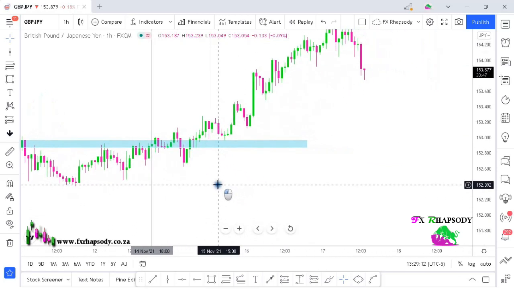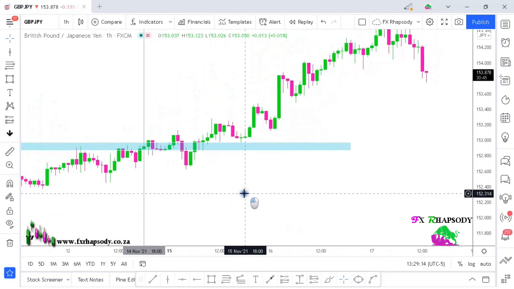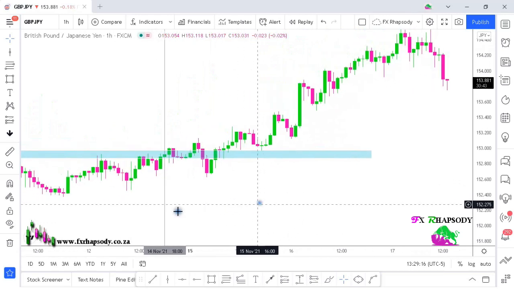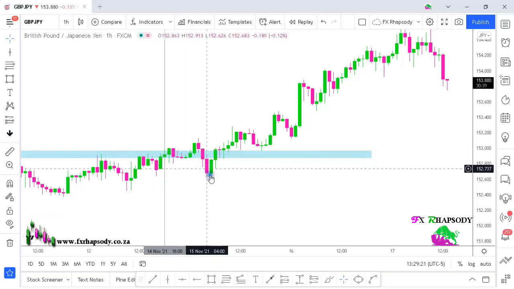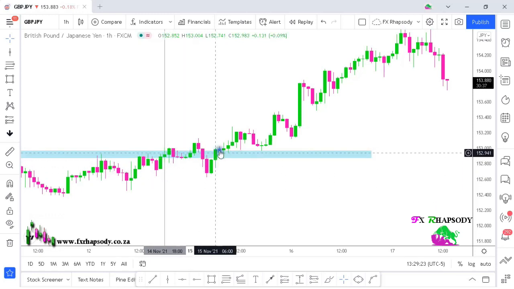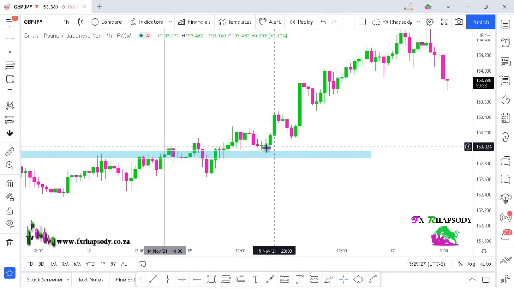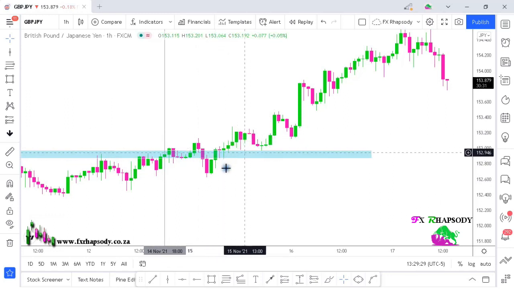So again, patience is key. The week started off with price breaking that area, pulling down, breaking below it again, coming up, and eventually retesting it, and then it broke above that. And that is where you place your entry.